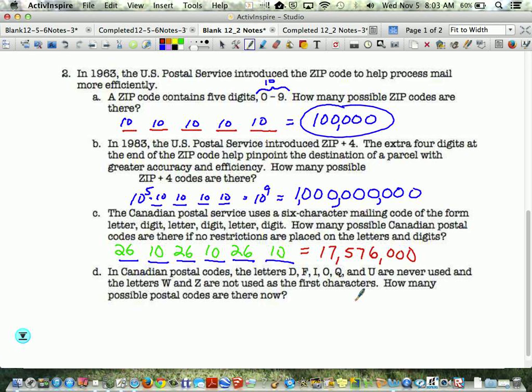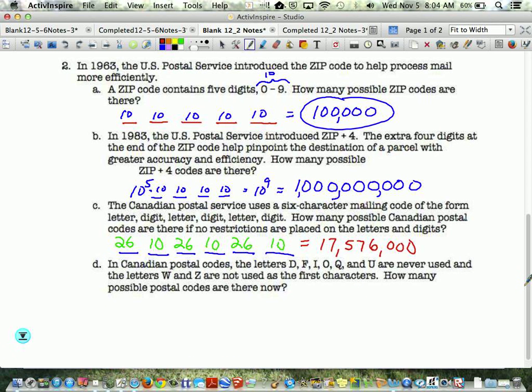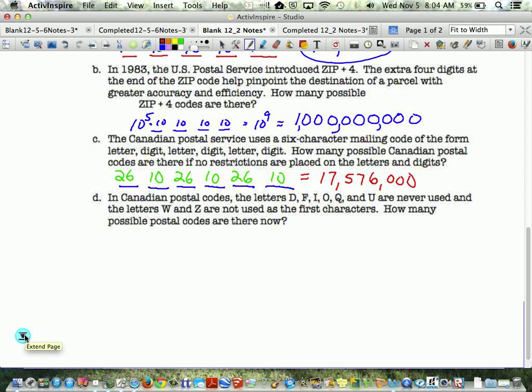In Canadian postal codes, the letters D, F, I, O, Q and U are never used. And the letters W and Z are not used as the first characters. How many possible postal codes are there now? So I'm going to pause the video. You're going to write that out. And then we'll come back and take a look at the answer.